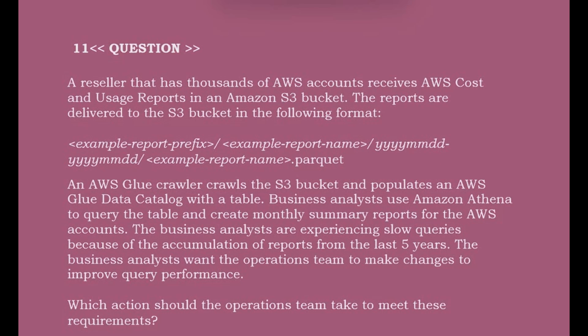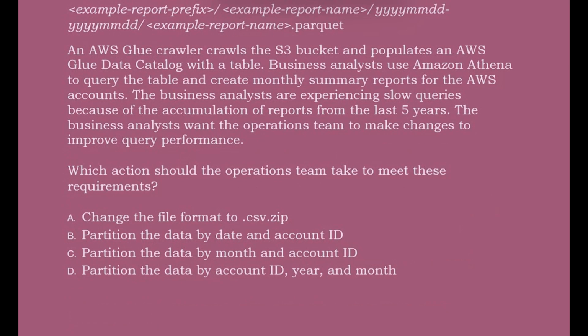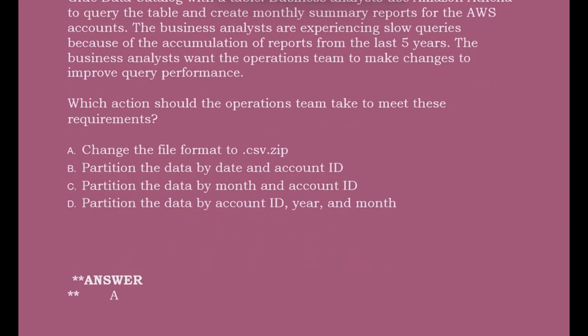The business analysts want the operations team to make changes to improve query performance. Which actions should the operations team take to meet these requirements? Option A. Change the file format to .csv.zip. Option B. Partition the data by date and account ID. Option C. Partition the data by month and account ID. Option D. Partition the data by account ID, year and month. Correct answer is option A.